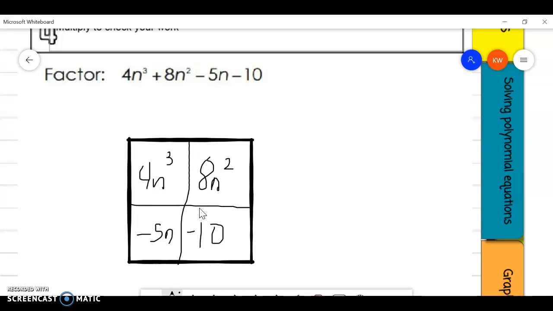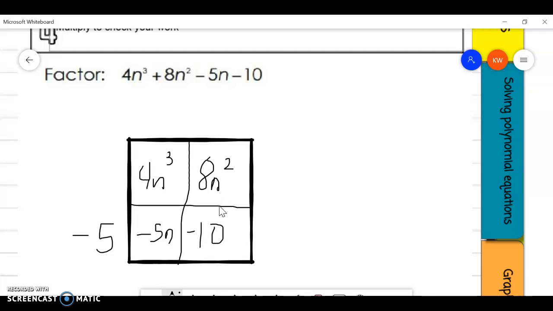We're going to go through and factor our GCF out just like we did before. So let's look at this bottom row here. We got negative 5n and we got negative 10. Both negative 5 and negative 10 have that negative in common. And 5 and 10 are both divisible by 5. So this negative 5 is their 2 GCFs.